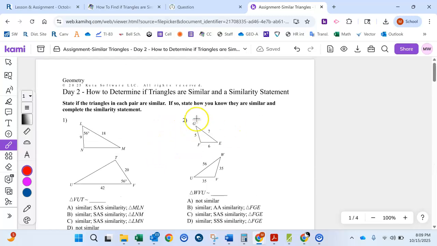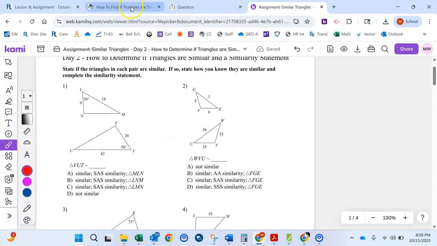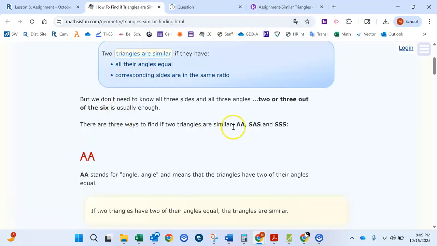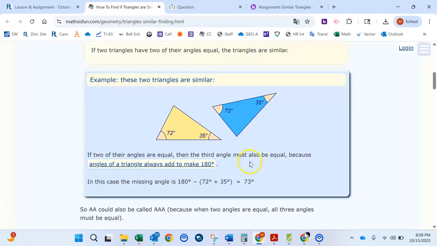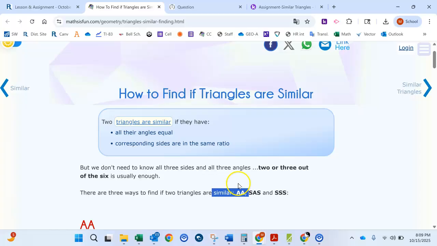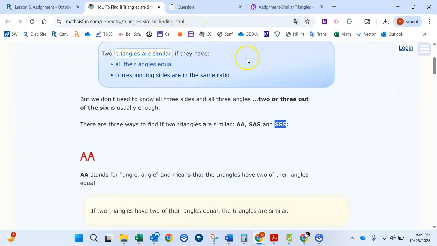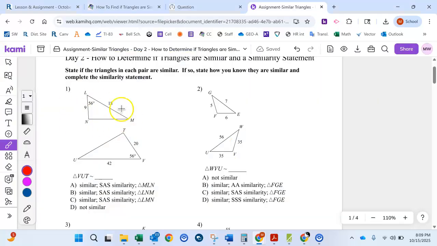I'm going to help you with the first few questions. But here's the important thing to remember: there are 3 ways to find out if they are similar. So if you have not done this website in the questions, do this first. Let's go to the assignment again. Here we're going to look at this one, and there are 2 things. First, we're going to state if they're similar.